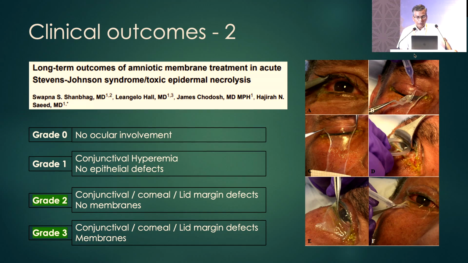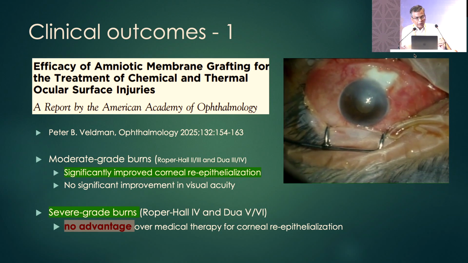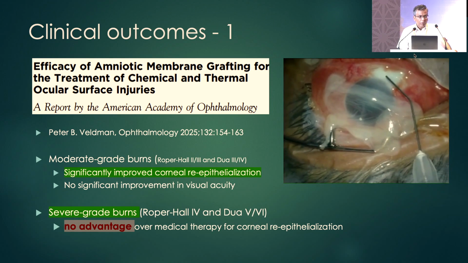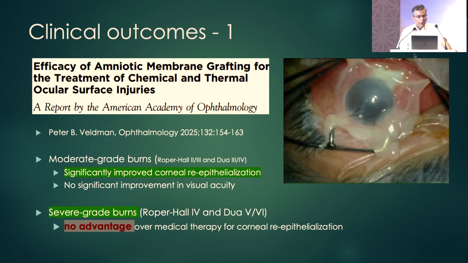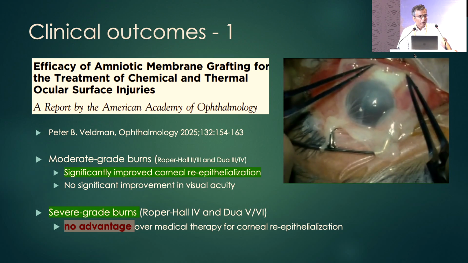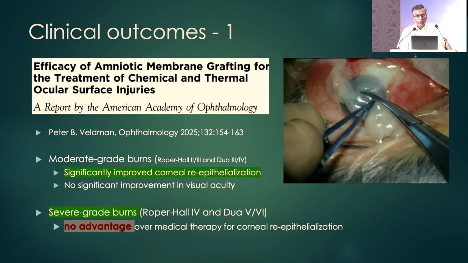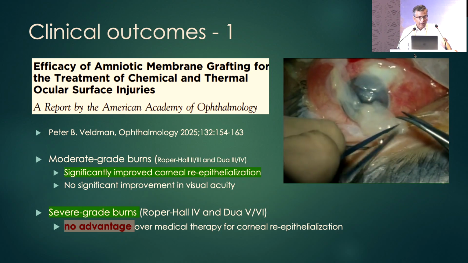early stage of Stevens-Johnson's. Now, looking at clinical outcomes in the recently published report by the American Academy of Ophthalmology, it has shown that in moderate grade burns, that is Roper Hall grade 2 and 3 or Dua classification grade 3 and 4, amniotic membrane significantly improves corneal reepithelialization. However, there is no statistically significant difference in the improvement of visual acuity.